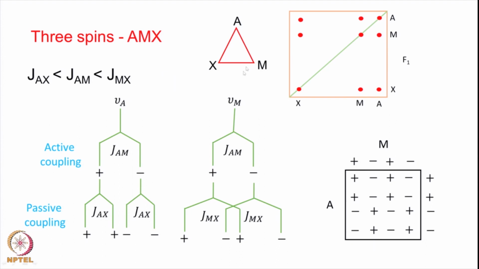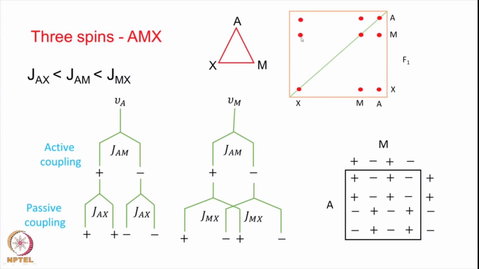Now similarly one can calculate for the different cross peaks. If I take this cross peak, then I will have JAX, the AX will be the active coupling and all other couplings will be passive couplings. What other couplings will be there? For the AX I will have the MX coupling. For this cross peak, the AX coupling will be the active coupling and the MX coupling will be the passive coupling.